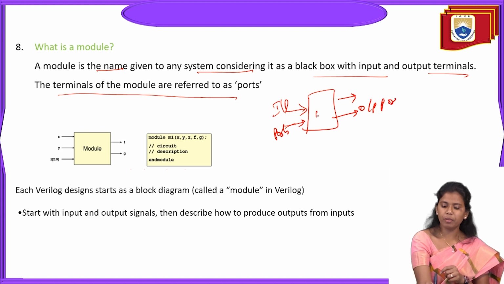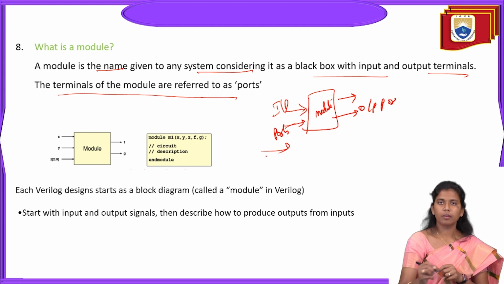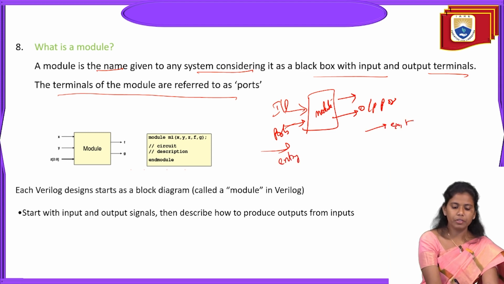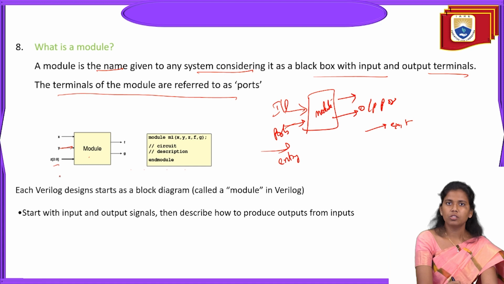So this is the entry of the bits, and this is the exit of the bits. Here you observe this is a module. For this module, X, Y and Z are the inputs, and F and G are the outputs. Now I have to write the code for this module. So how can I write? I have to write the module name. Here the name given is M1.